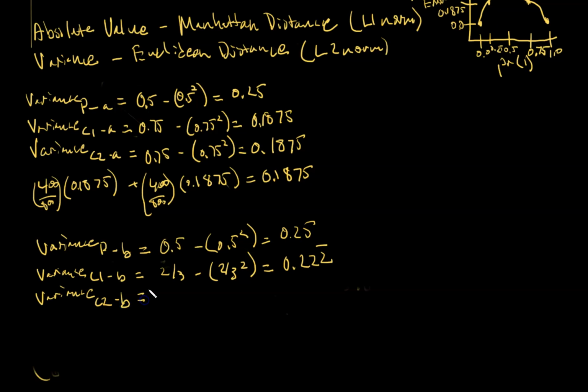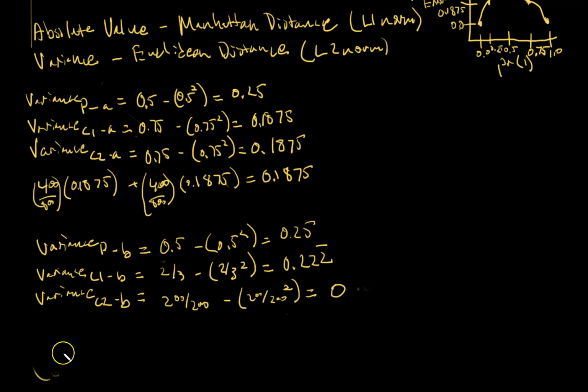And then how about the variance of the second child node? Child 2 of B is going to be 200 over 200. So 200 divided by 200 is just going to be 1, minus 200 over 200, and we square the whole thing. So that's 1 minus 1, so that's just going to be 0.